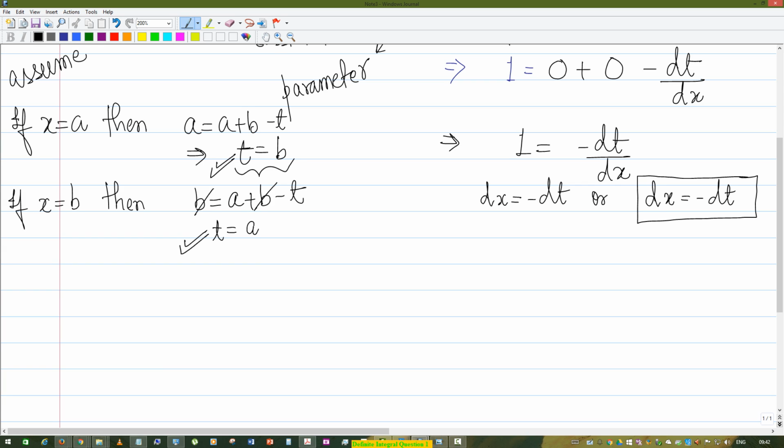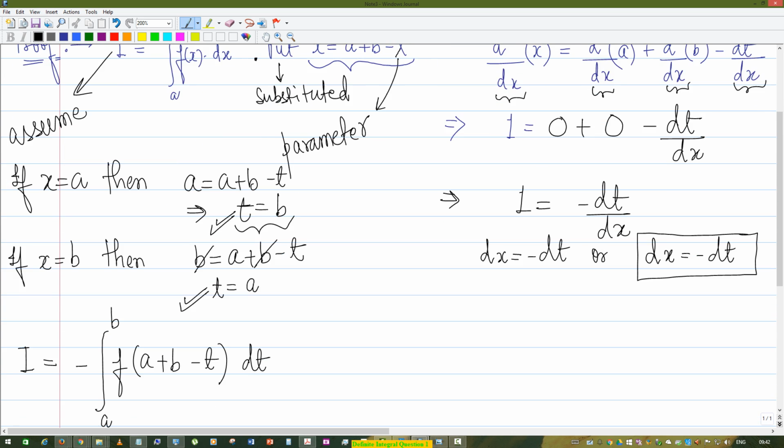Okay, so now the integral I will change to the integral from negative a to b of f of a plus b minus t dt. Okay, and we have one more property, if you recall it. What exactly we did was that it was x is equal to a, and when x is equal to a, t is equal to b.